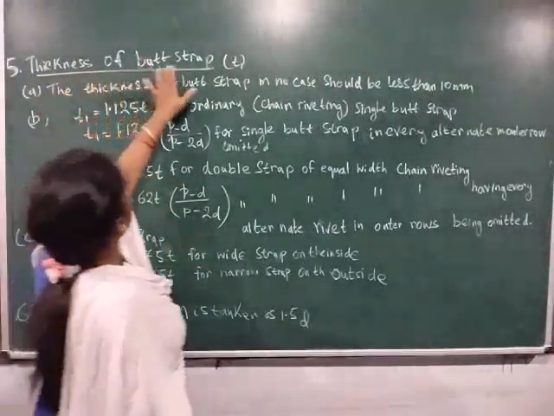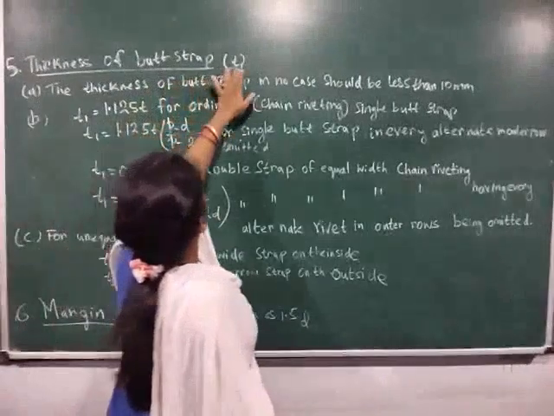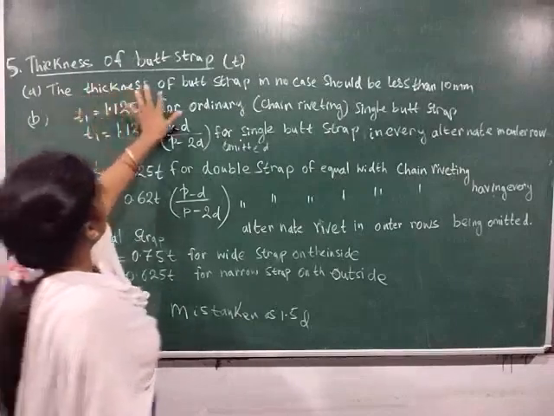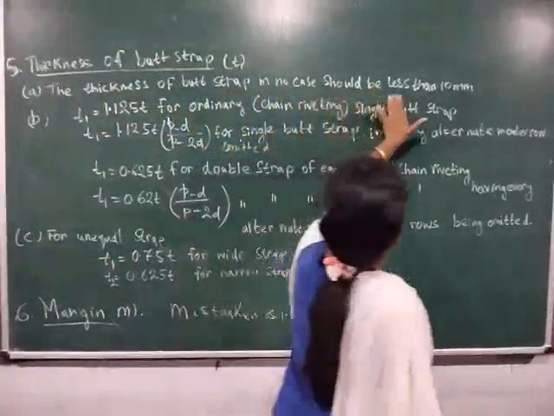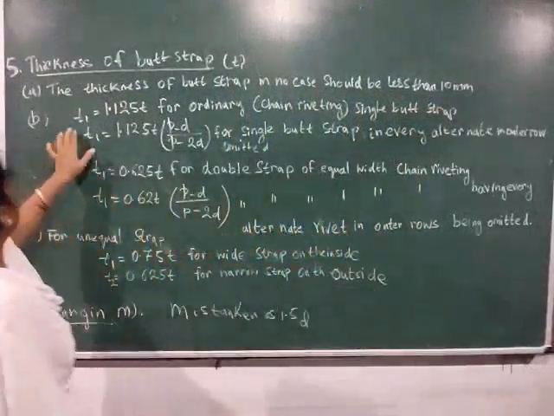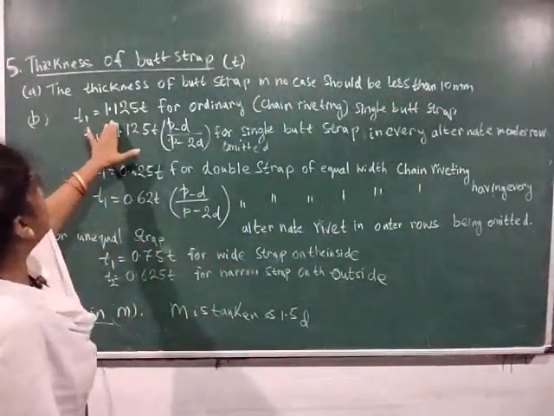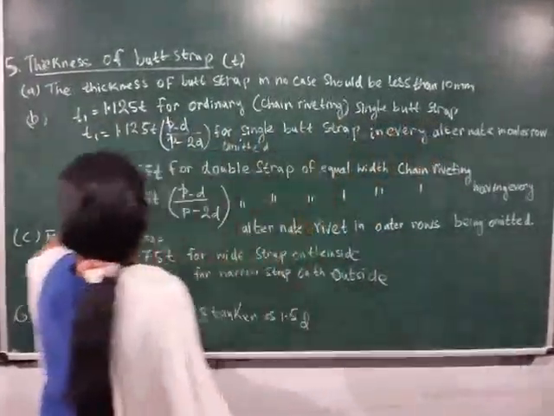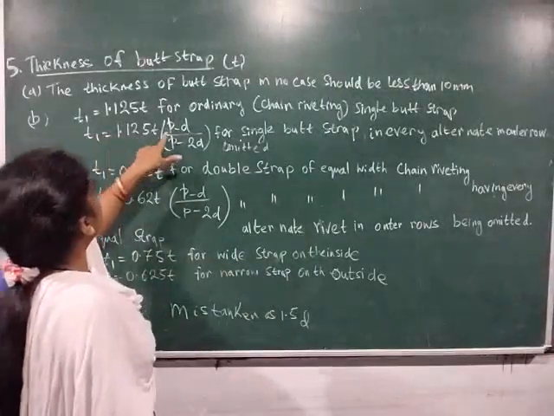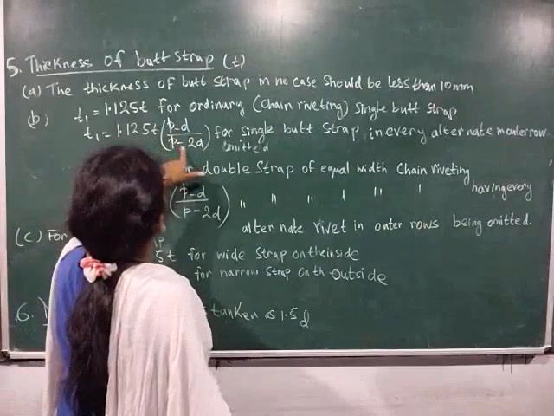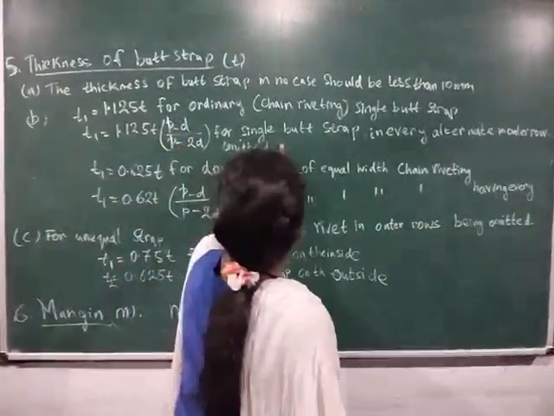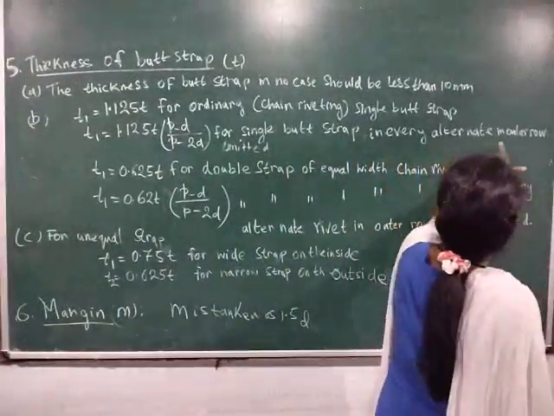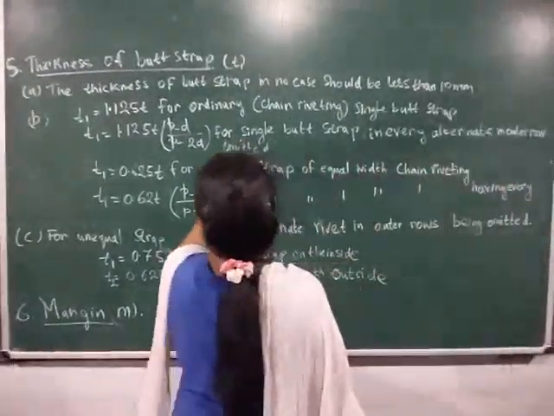Next is the thickness of butt strap, denoted by T1. According to IBR, the thickness of butt strap in no case should be less than 10 mm. Next, T1 equals 1.25 T for ordinary chain riveting having single butt strap. T1 equals 1.125 T into (P minus D) divided by (P minus 2D) for single strap in which every alternate rivet in the outer row is omitted.